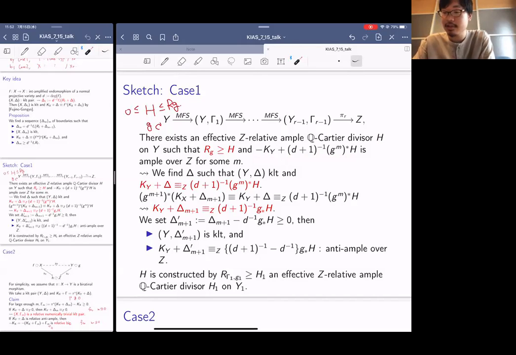So in this case, we take a general member of this divisor. We find a boundary such that (Y, delta) is klt and K_Y + delta is Z-linearly equivalent to (d+1) inverse G^n pullback H. Then we compute this divisor, like this. Then K_Y + delta m+1 is relatively numerically equivalent to (d+1) inverse G push forward H.